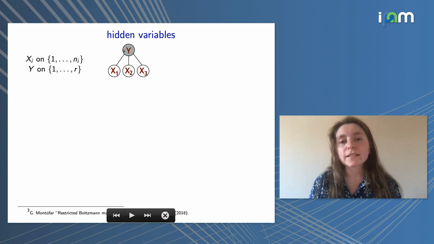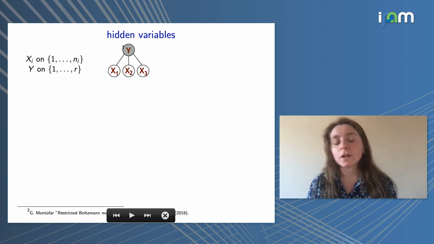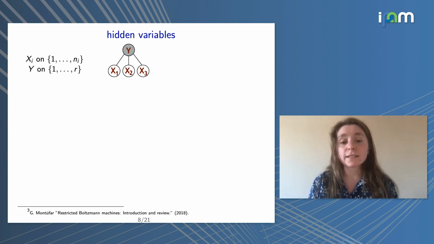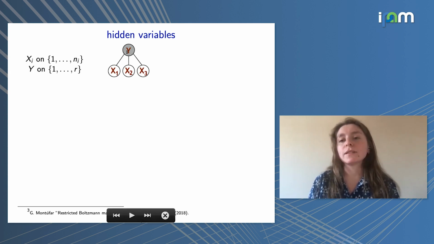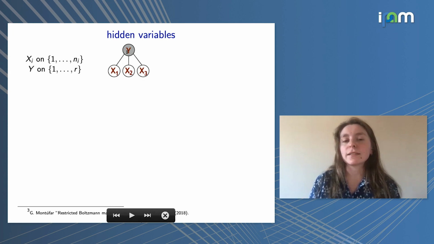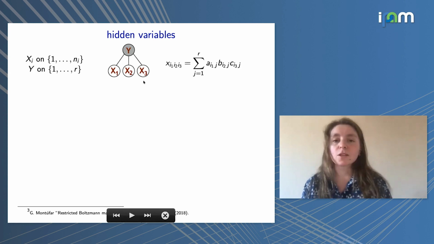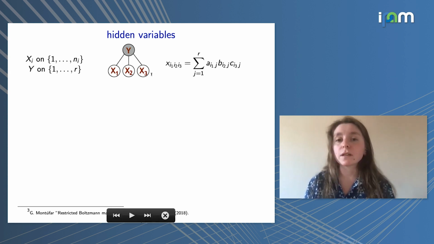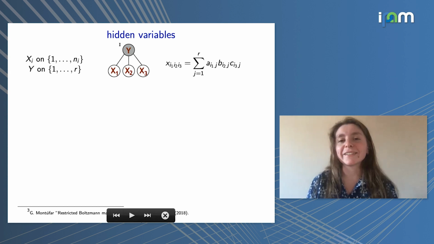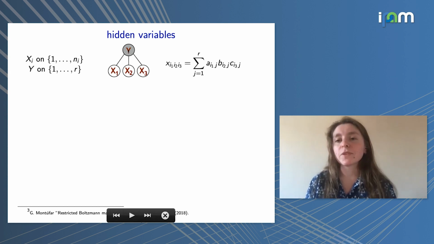But now I want to consider the random variable y as being hidden. So this means summing over the possible values that it can take. So I end up with an order 3 tensor whose indices are labeled by the 3 observed random variables. And it's given as a sum over the hidden variable of our 3 matrices.